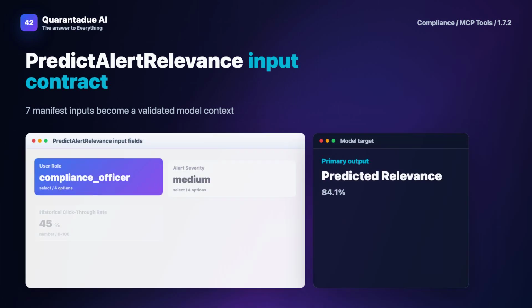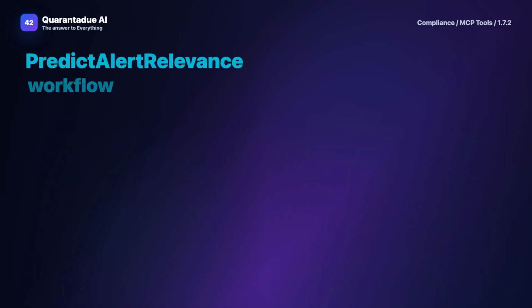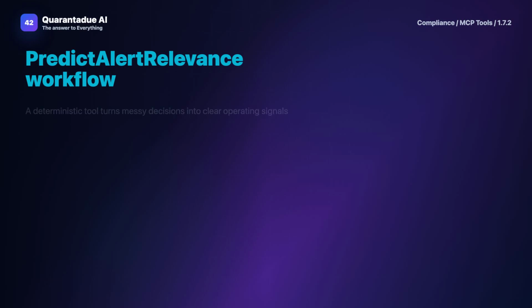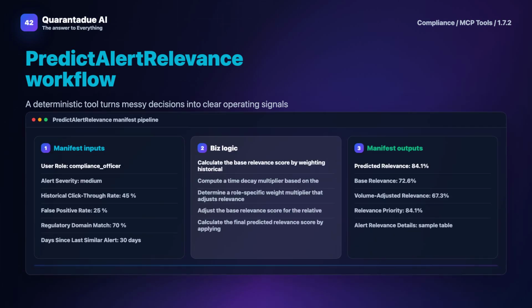The workflow then applies calculate the base relevance score by weighting historical click-through rate, regulatory domain match, and the inverse of false positive rate. Compute a time decay multiplier based on the days since last similar alert and the alert severity, where relevance decreases with time for non-critical alerts and increases for recent critical alerts. Determine a role-specific weight multiplier that adjusts relevance based on the user's role and the alert severity, with higher weights for roles more relevant to the alert type.